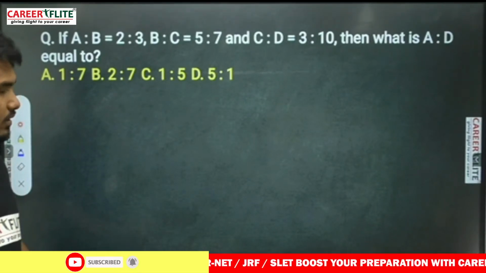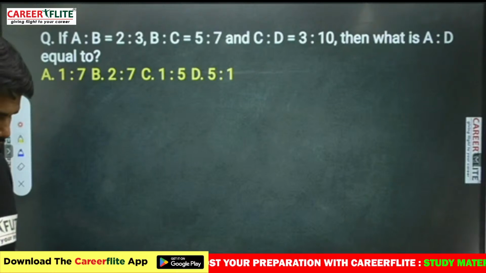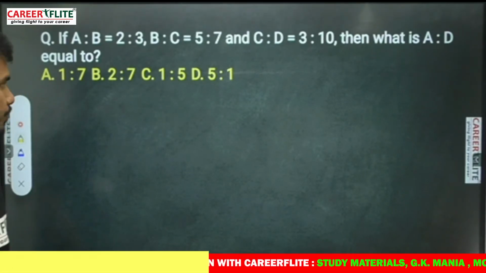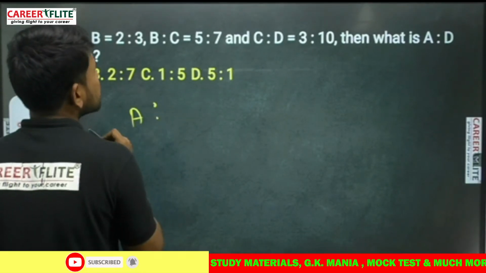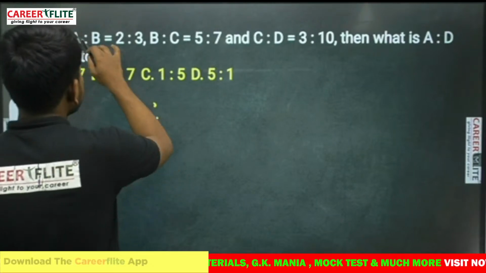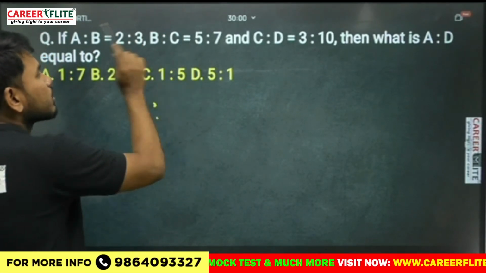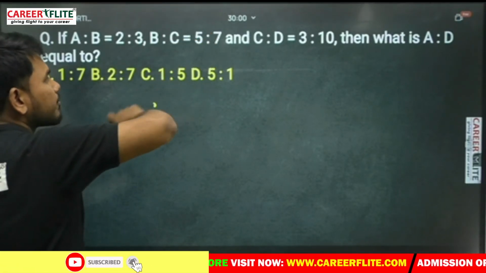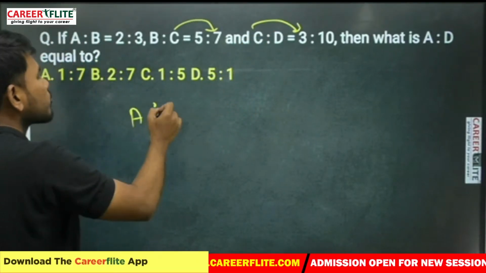See, what is given? A is to B, B is to C, C is to D is given, right? If we have to arrange them in one ratio, this is how we do. What we need? A is to D. So we will just arrange them in one ratio. See, A is to B. B is how much here? 3, right? Here B is how much? 5. Two different values. C is how much here? 7. C is how much here? 3. Different values, so we have to make them the same.